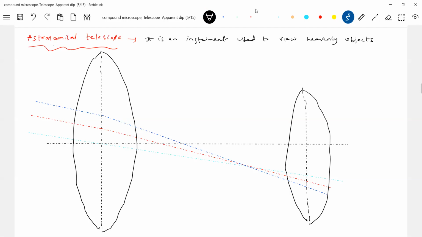We have a shape here. Please understand it. It's a lens. Now there's an objective lens, and there's an eyepiece lens.